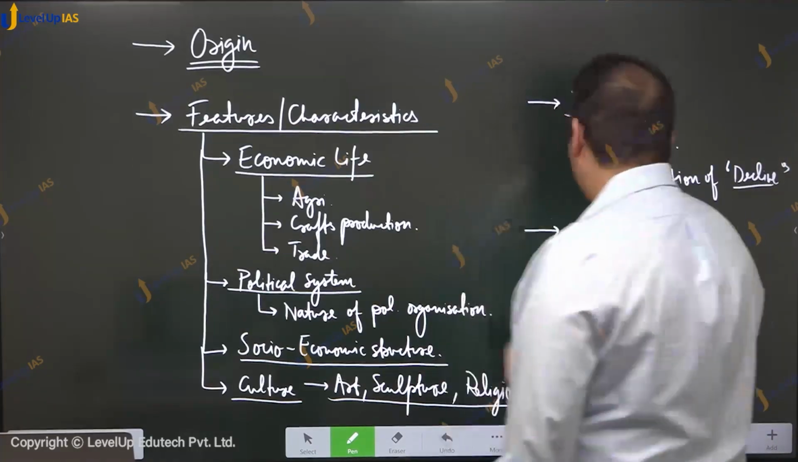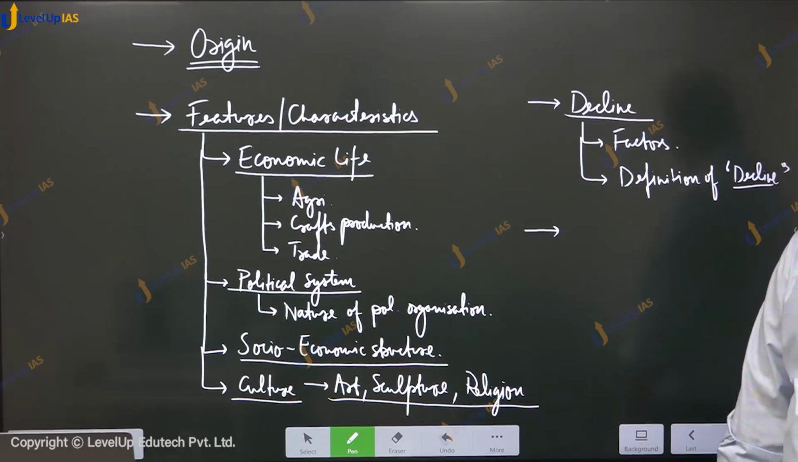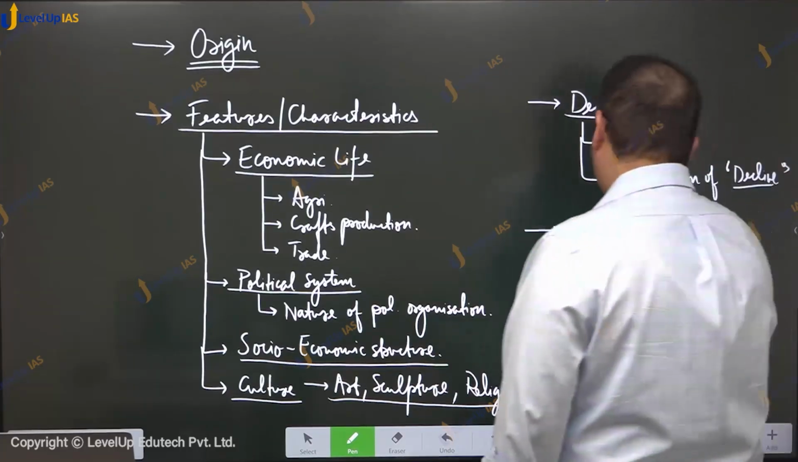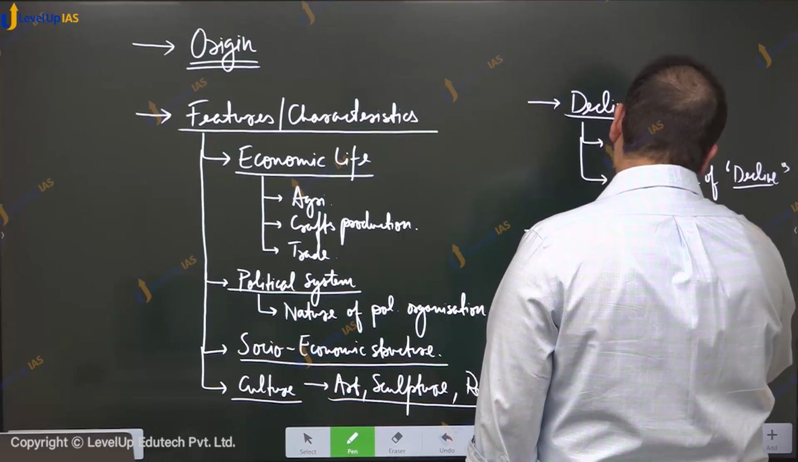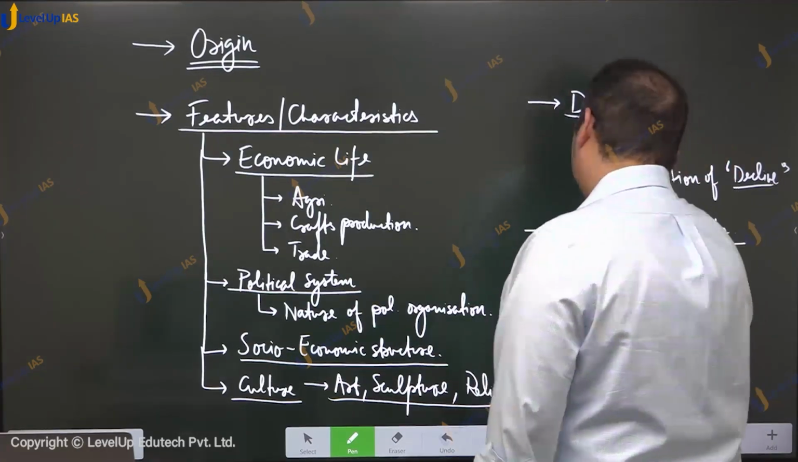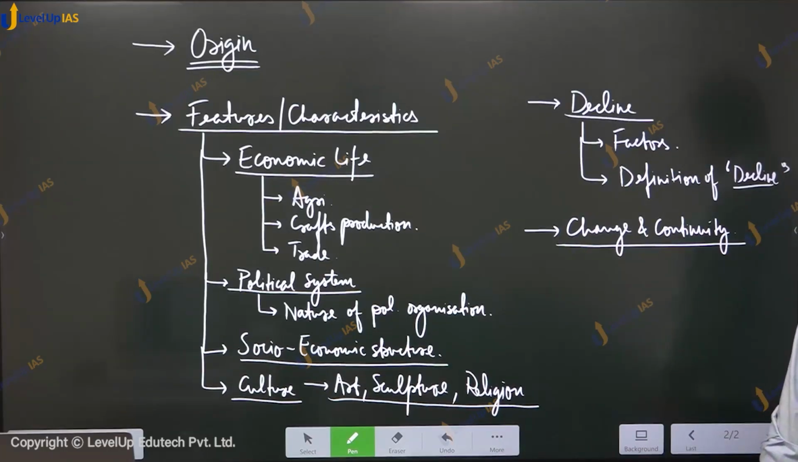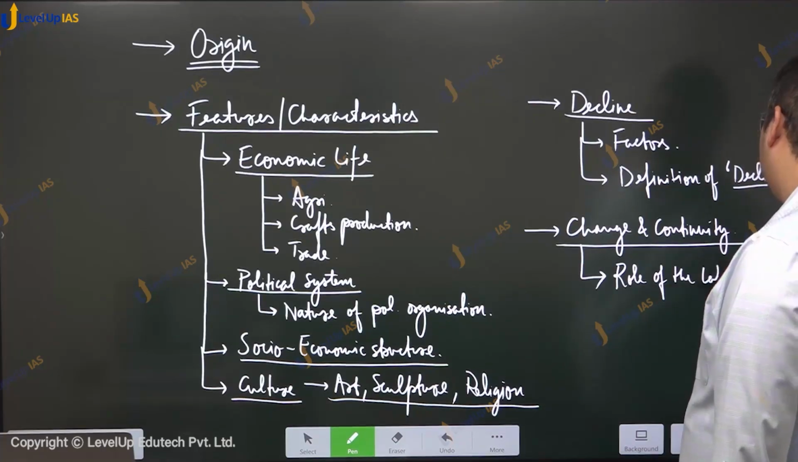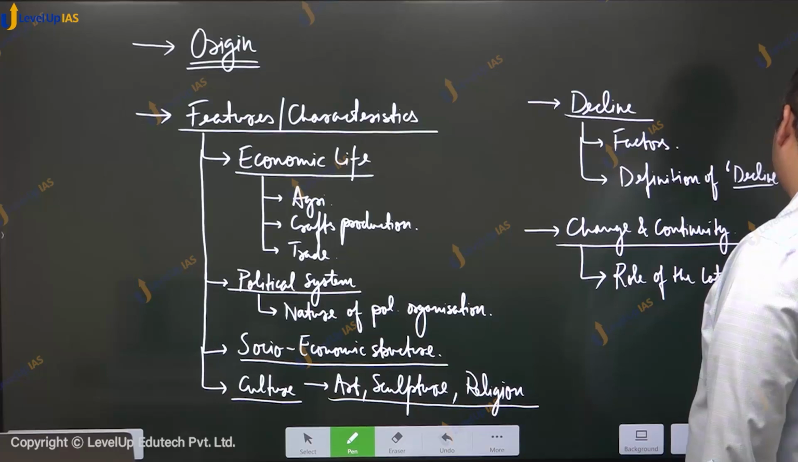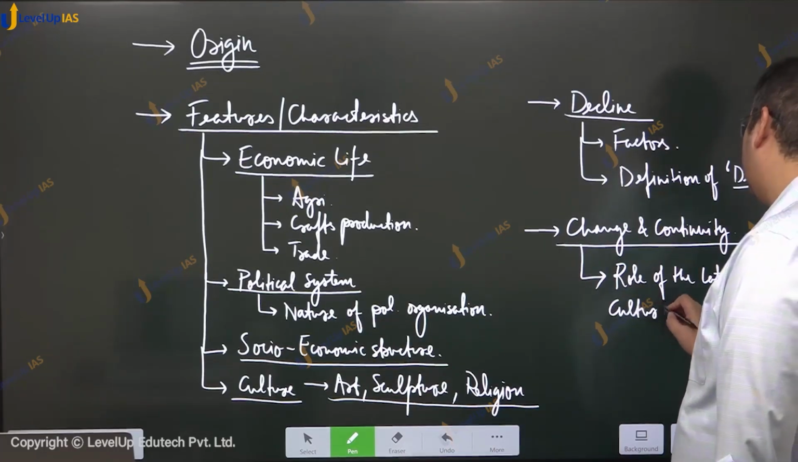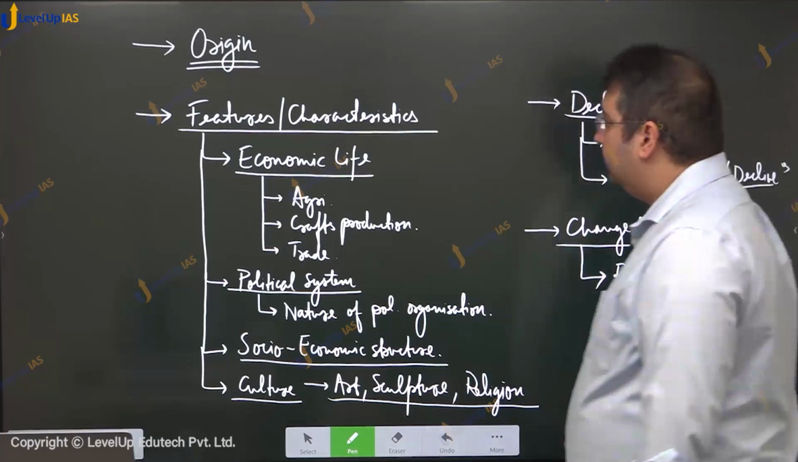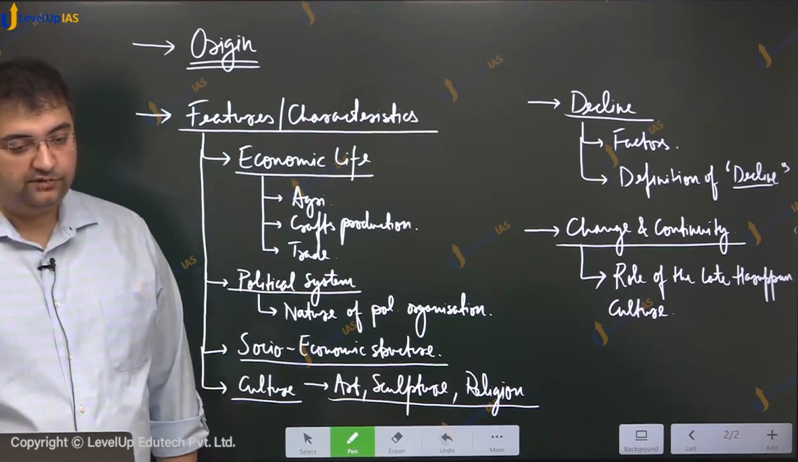Then we may be asked to highlight the elements of change and continuity in Indian culture in link to or in association with the Harappan civilization. So how did life in the later phases differ from the Harappan period, and in what respects was it similar? And specifically over here, we'd be required to highlight the role of the late Harappan culture. Okay? So if the questions arise, they are probably going to arise from these areas.